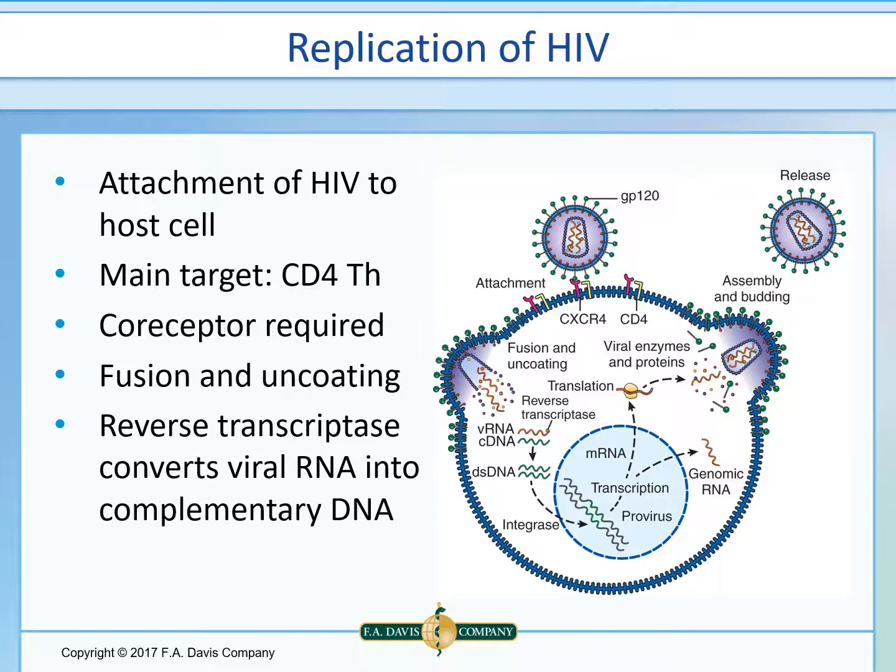The replication of HIV occurs in several steps. The first thing that needs to occur is the virus needs to attach to the host cell. The main target of the HIV virus are CD4 T helper cells. CD4 is present in high density on the T helper cells and in lower density on other cells, such as macrophages, and it serves as the main receptor for HIV by binding to the glycoprotein 120. A co-receptor is required in order for fusion to occur.